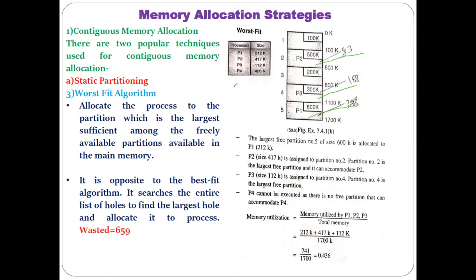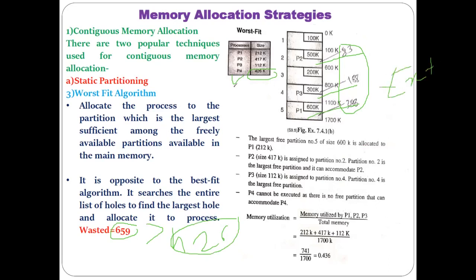And what is external fragmentation? In a particular memory, if you combine the unused memory and its size is more than the size required for the remaining process, what? If you combine this unused space, it's 659K in size, and it is greater than the size of process P4, which is 426K. But even then you cannot allocate the available unused space to P4 because it is not contiguous. That is called external fragmentation.